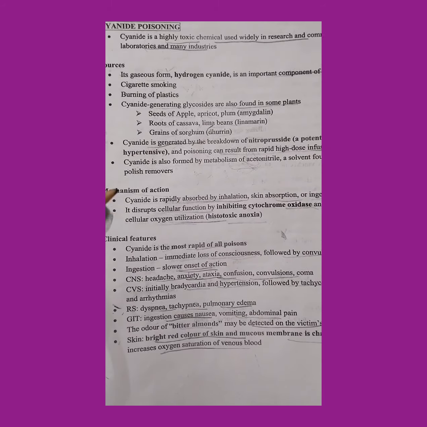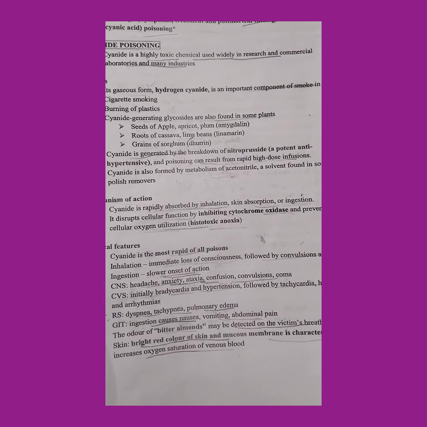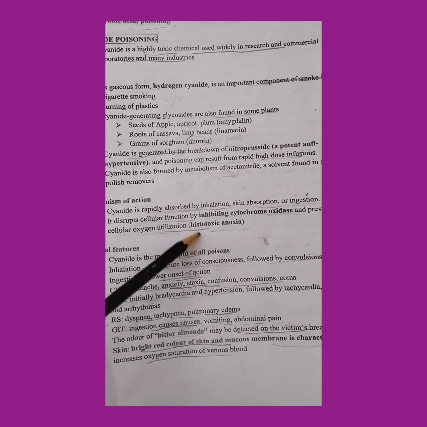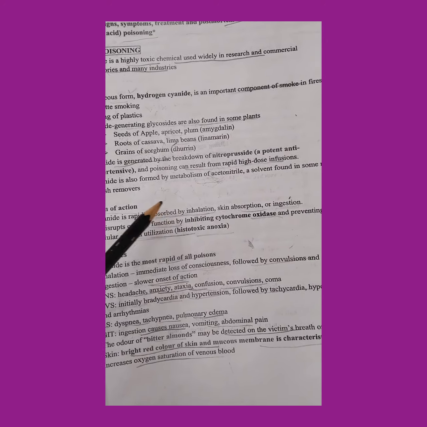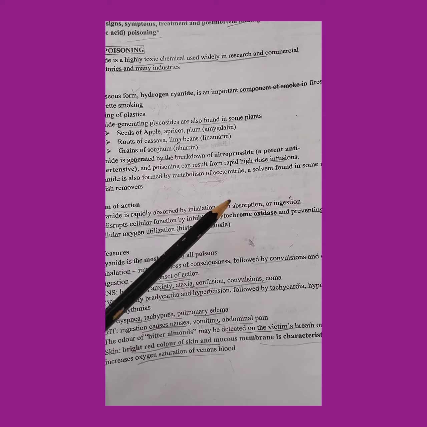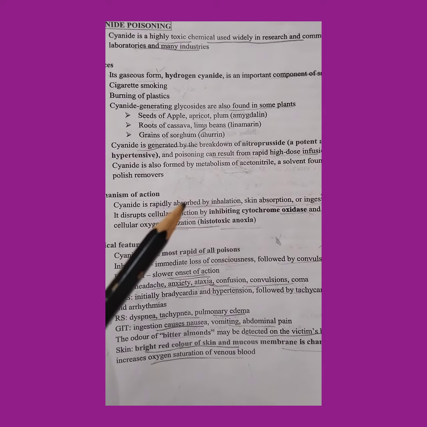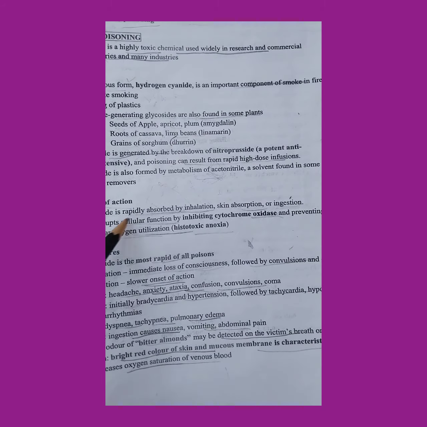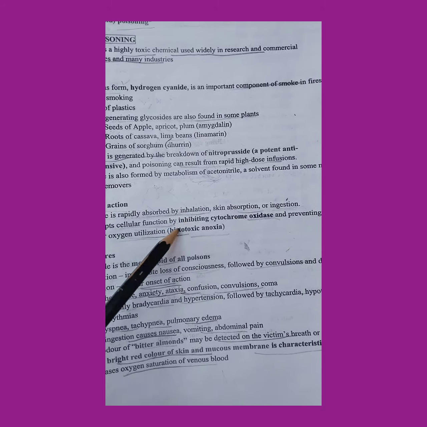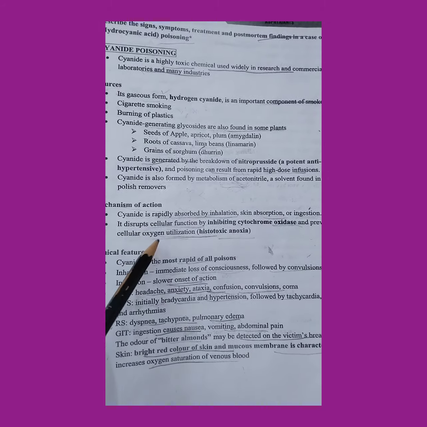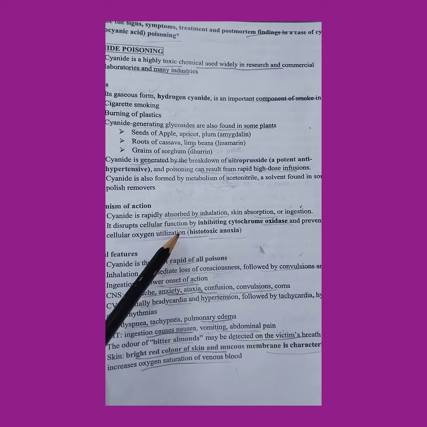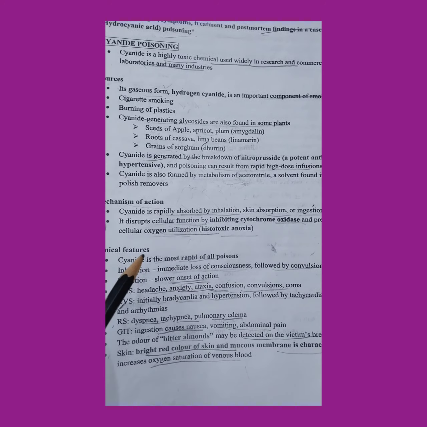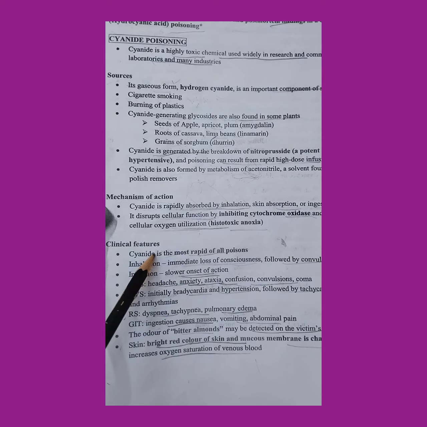Okay, mechanism of action. Cyanide is first rapidly absorbed into the blood through inhalation. Skin absorption and ingestion are also routes of absorption of cyanide. It disrupts cellular function by inhibiting cytochrome oxidase, and it prevents cellular oxygen utilization, resulting in histotoxic anoxia. What are the clinical features in case of cyanide poisoning?